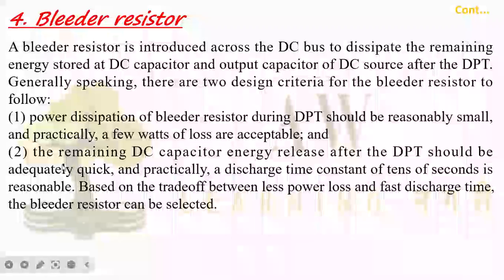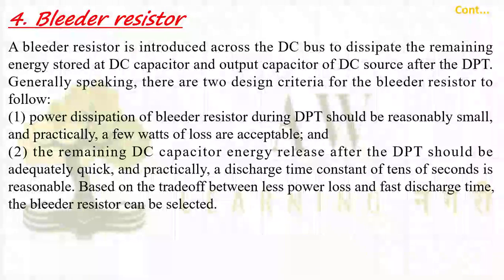The second criterion is that the remaining DC capacitor energy released after the DPT should be adequately quick, and practically a discharge time constant of tens of seconds. So tens of seconds, not milliseconds, is what we require. 10 seconds, 20 seconds is reasonable. Based on the trade-off between less power loss and fast discharging time, the bleeder resistance can be selected.